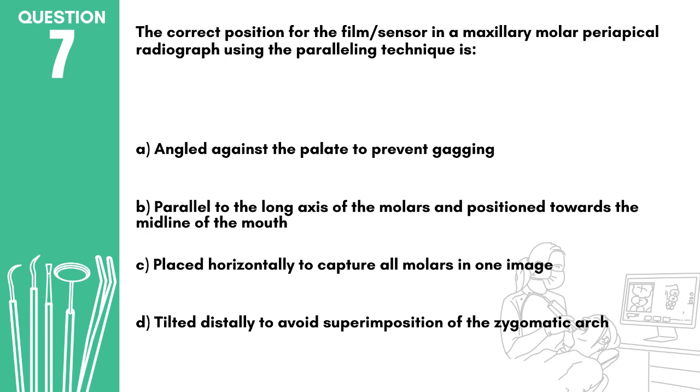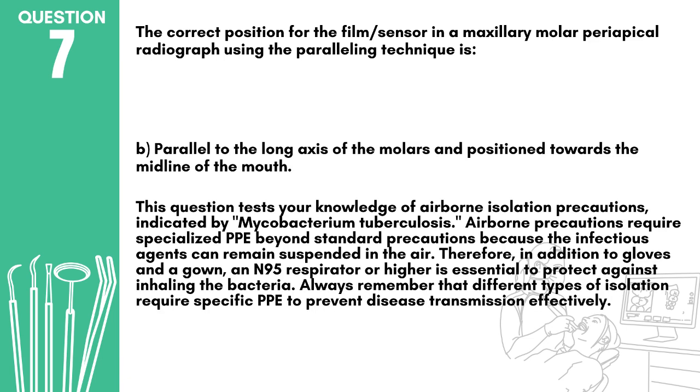A. Angled against the palate to prevent gagging. B. Parallel to the long axis of the molars and positioned towards the midline of the mouth. C. Placed horizontally to capture all molars in one image. D. Tilted distally to avoid superimposition of the zygomatic arch. Answer: B. Parallel to the long axis of the molars and positioned towards the midline of the mouth.